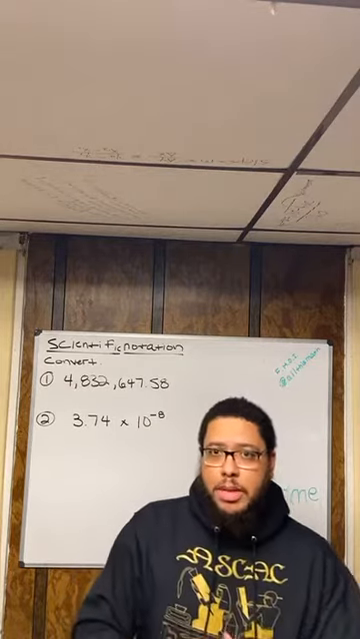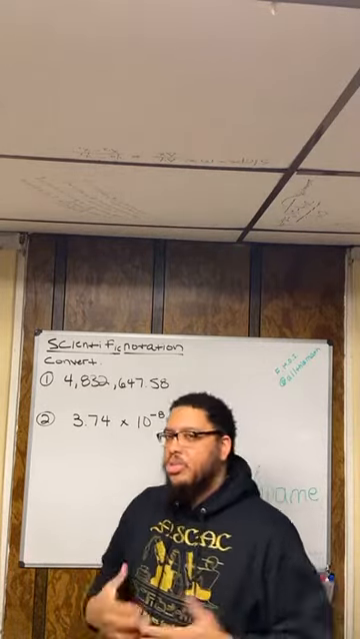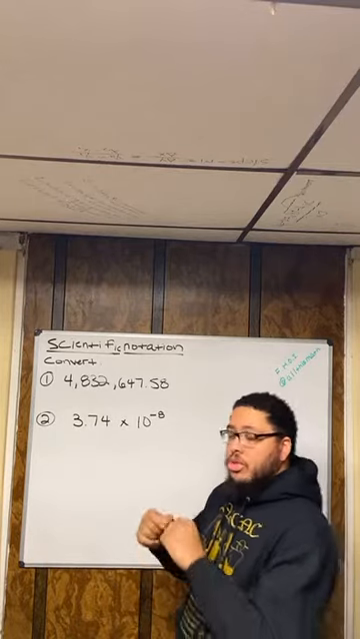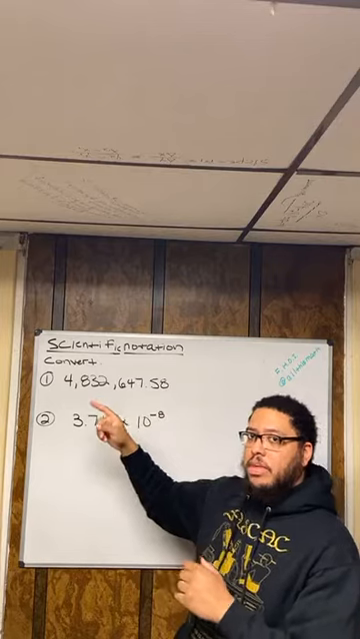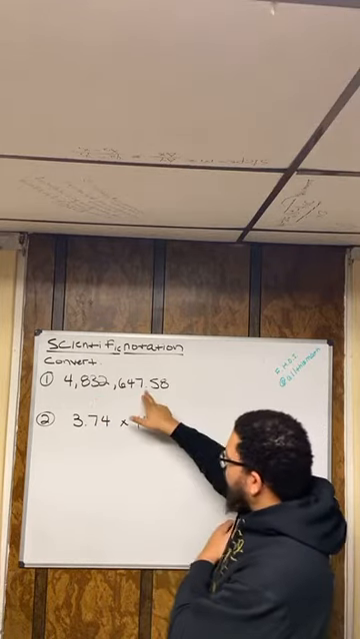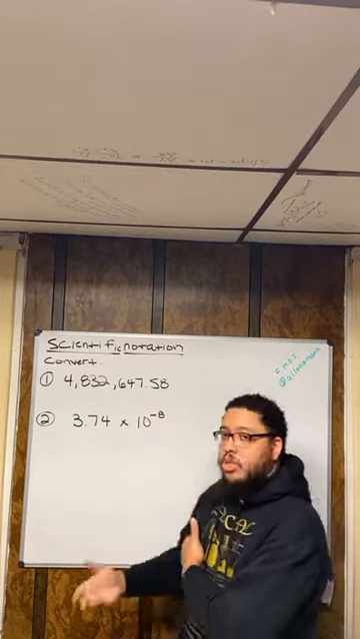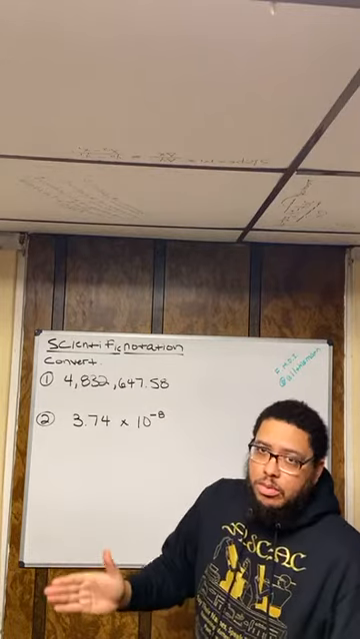Again, you need to create a number that's between 1 and 10. Now, how do you do that, though? The way you do that is you manipulate the number that you're given by moving its decimal point. Now, in this particular problem, we have a decimal point written right here. That's not always going to be the case. Sometimes there won't be a decimal point written.